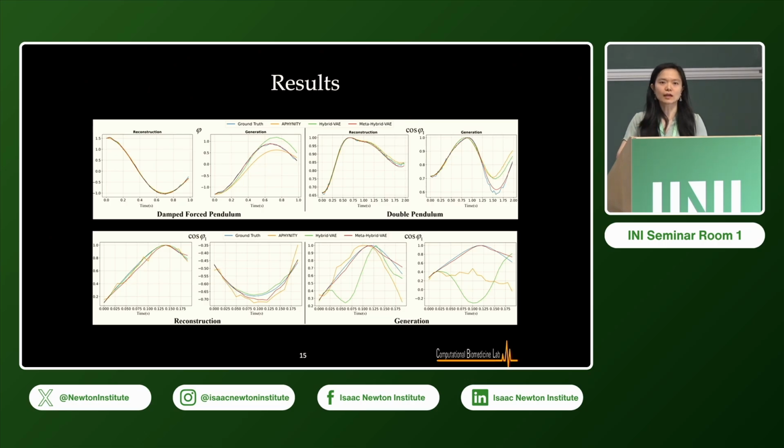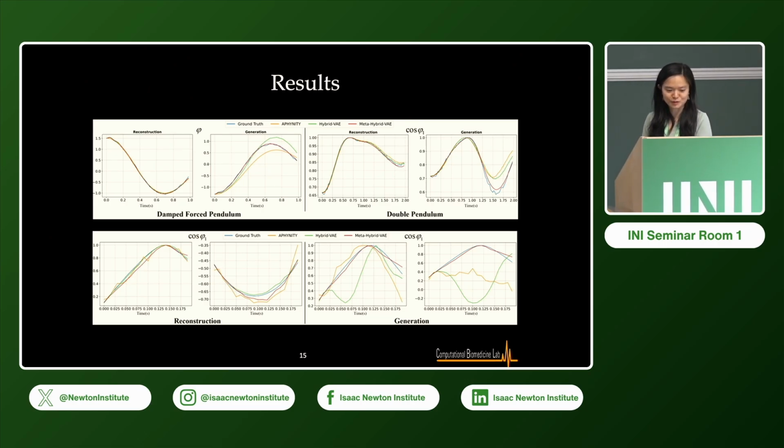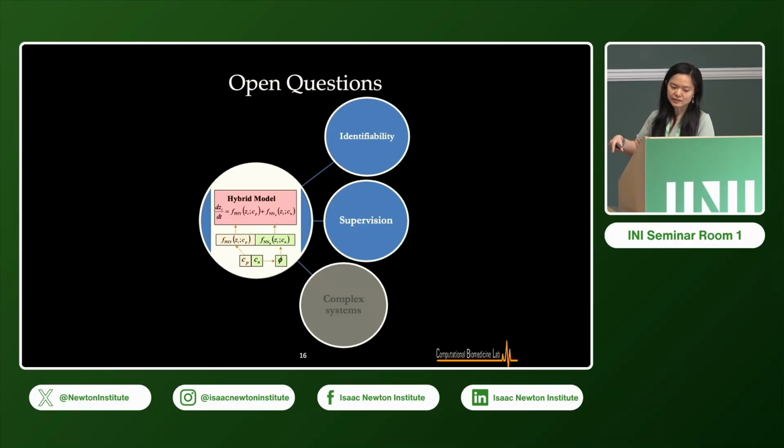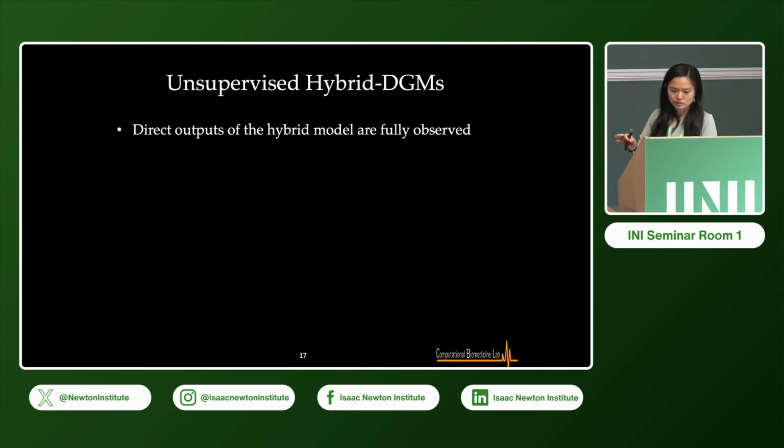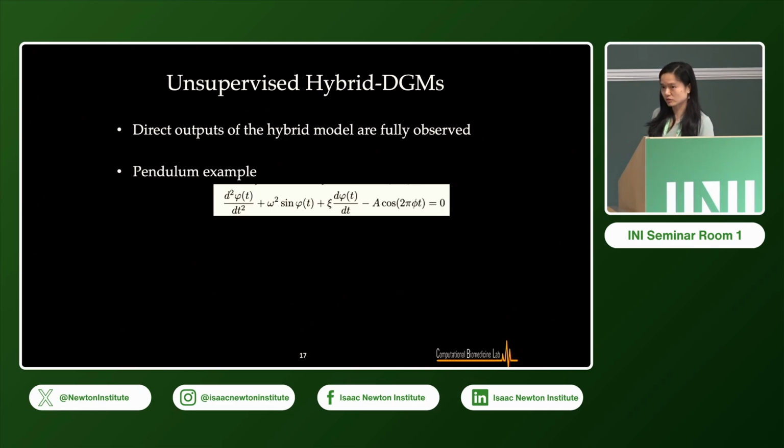I'm very short on time, so I'm going to skip around real quick. The current status of this type of modeling is that all the existing models assume that the hybrid model outputs are fully observed. What does that mean? Let's come back to the pendulum example. In all the existing works, if we're trying to model this, it's assuming this state variable, the angular position, is fully observed.